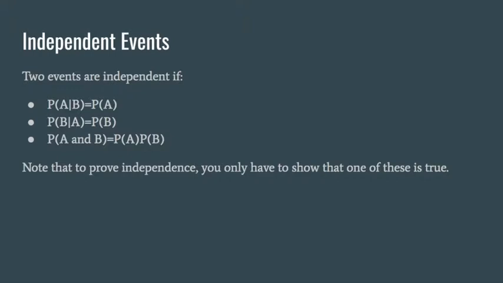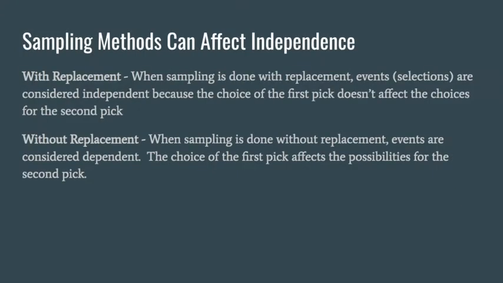Same reasoning there. And then, the probability of A and B equals the probability of A times the probability of B. Typically what we would say, when we defined this earlier, is that the probability of A and B is the probability of A times the probability of B given A. But since the probability of B given A is just the probability of B, then we have this new form for the probability of A and B. But like I said, in practice, in any kind of problem where you're trying to show if events are independent, you only have to show one of these three things.